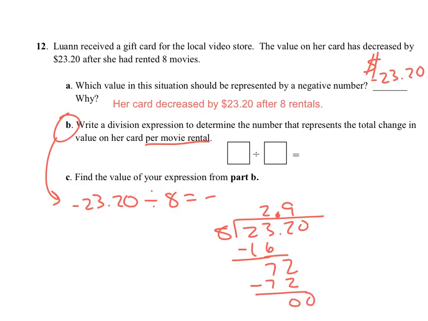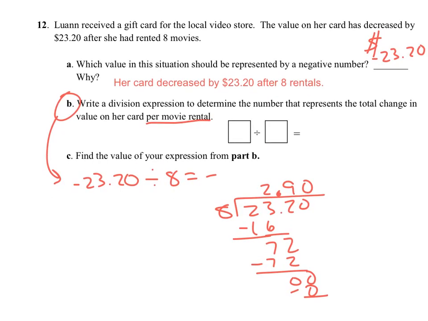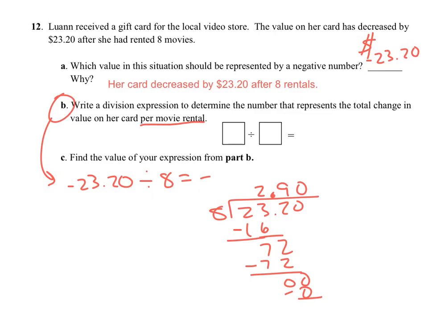Bring down the 0. 8 will go into 0 0 times. So 0 times 8 is 0. Subtract those. I get a remainder of nothing. So my final answer is $2.90 per movie. So the answer is negative $2.90. That's how much her card decreased by after each movie rental.